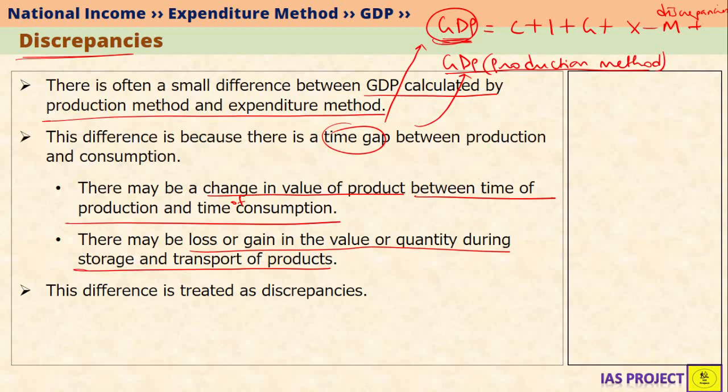So during the production process, we have already measured the weight of all the food grains, and we have added the value of food grains to GDP in production method. However, now certain food grains are damaged and they cannot be used anymore. So when we measure the value of food grains in expenditure method, the quantity of food grains may be less because some are damaged. So this case shows that there is a difference in value of the food grains measured in production method and expenditure method. So all these three, that is time gap, change in value of product, as well as loss or gain, all contribute to what is known as discrepancies.